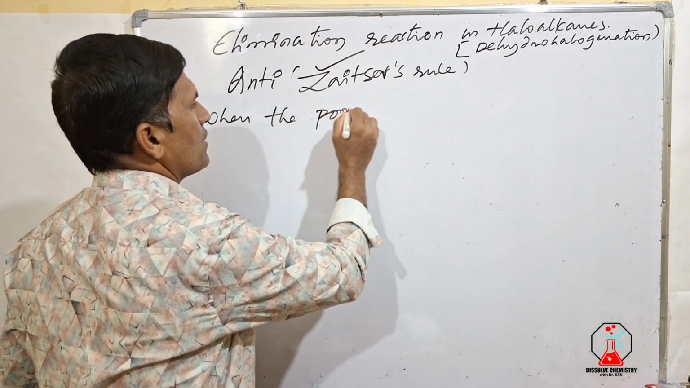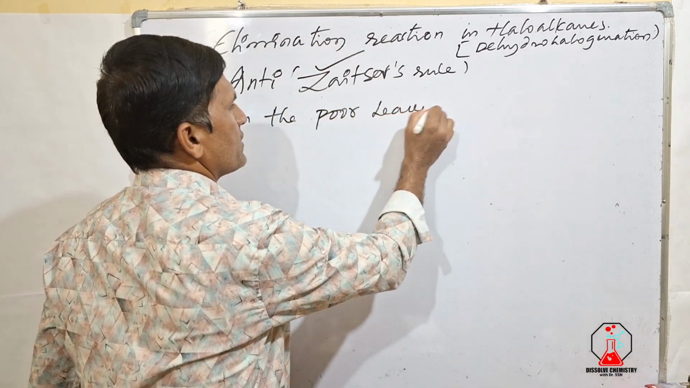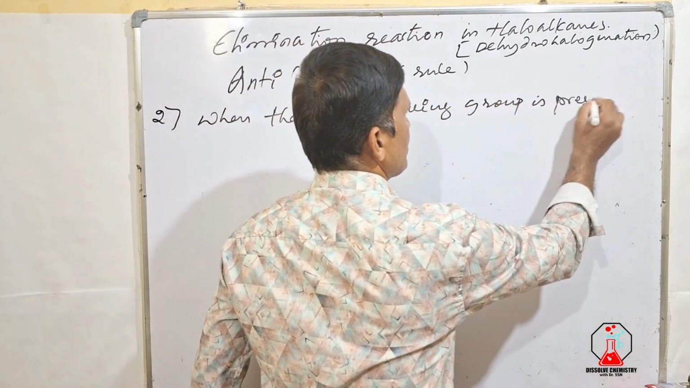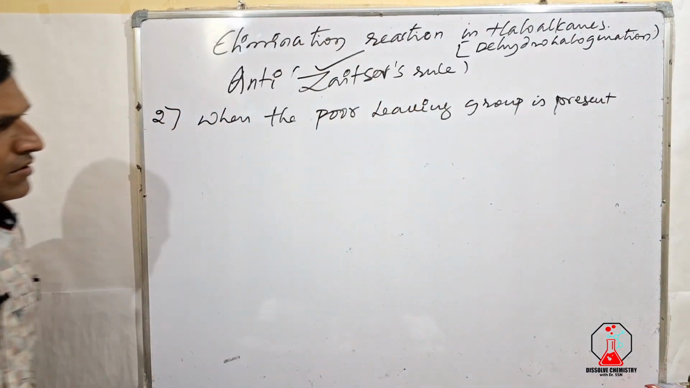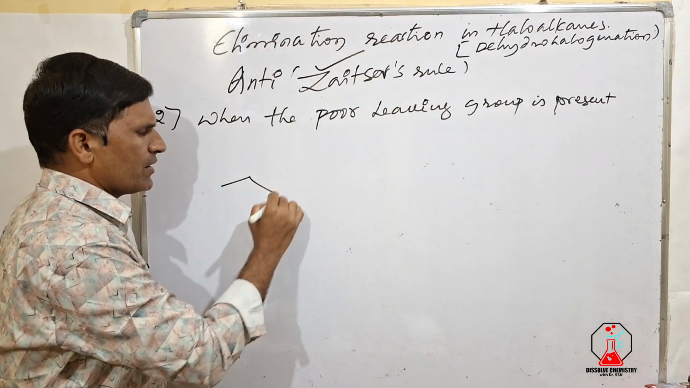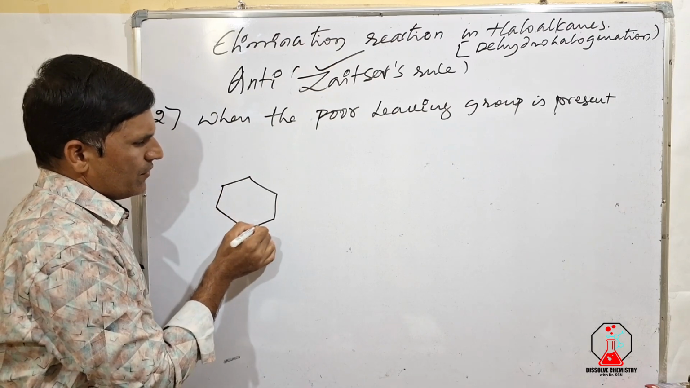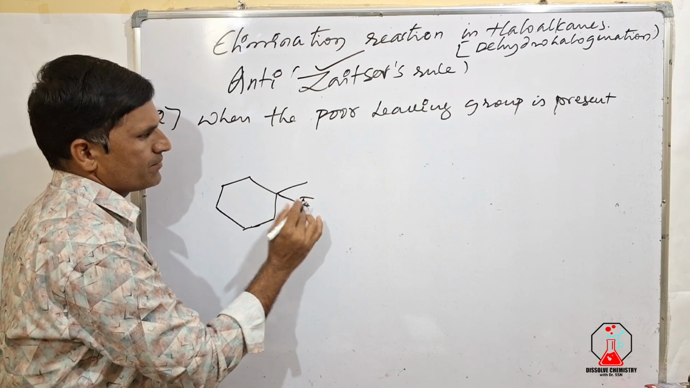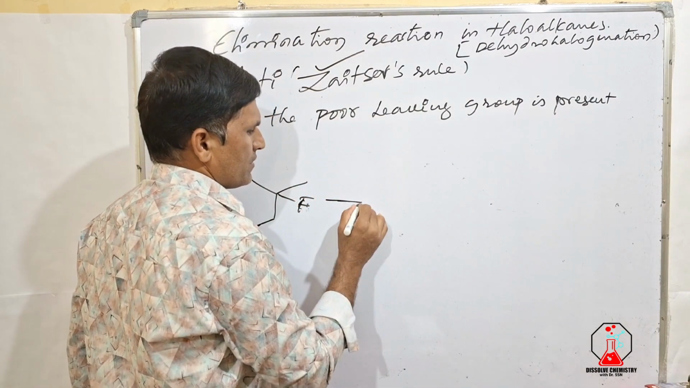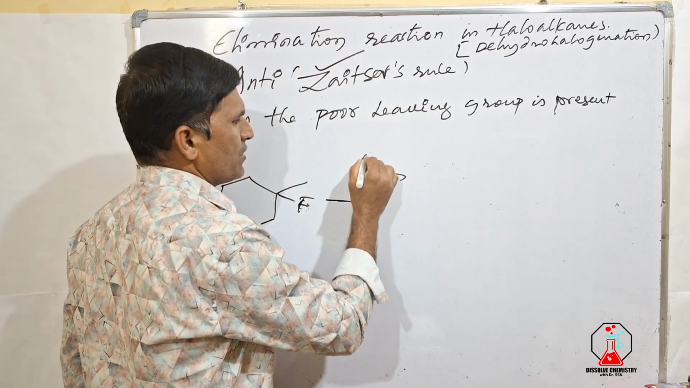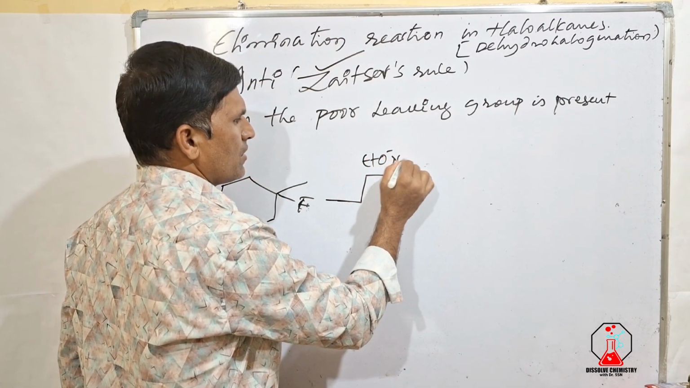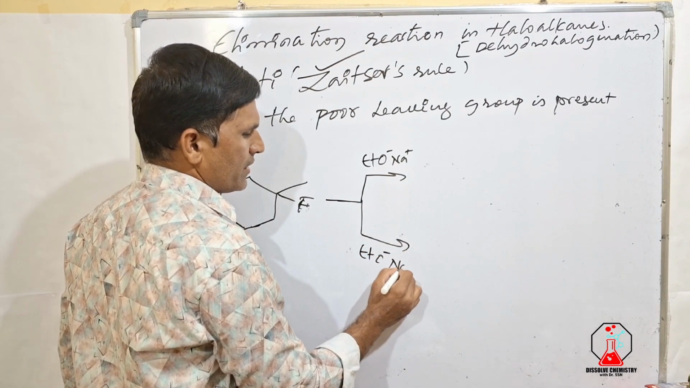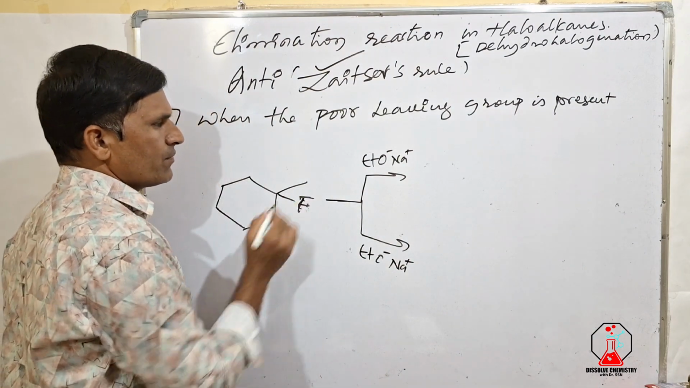When the poor leaving group is present, all right. So for example, we will take the same example. Instead of bromo, we will take fluoro, right? All right. Okay. Now what happens? You are using a common base, the same base you can use. Sodium ethoxide you can use. All right, in both the cases, but still what we are going to get is O minus Na plus. All right, it's a fluoro.